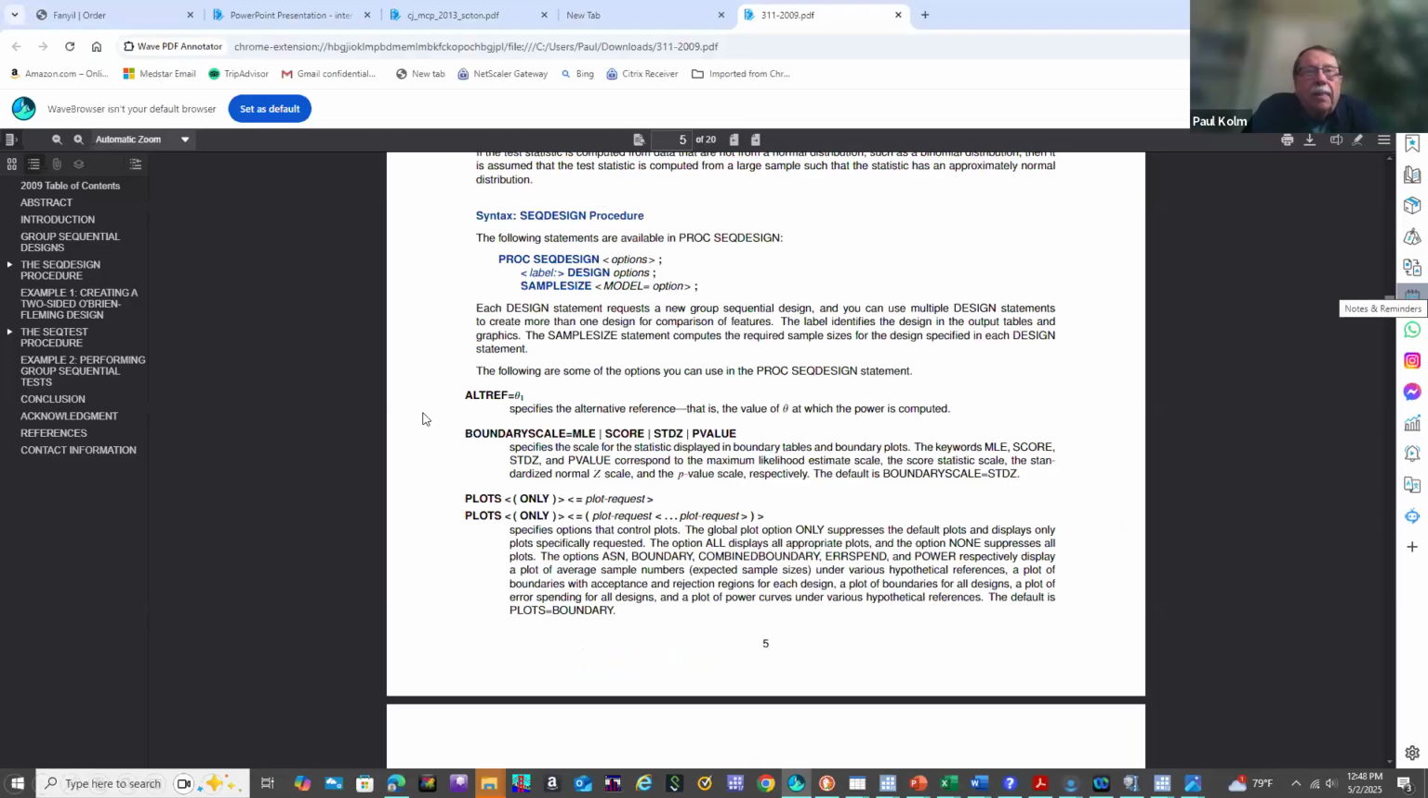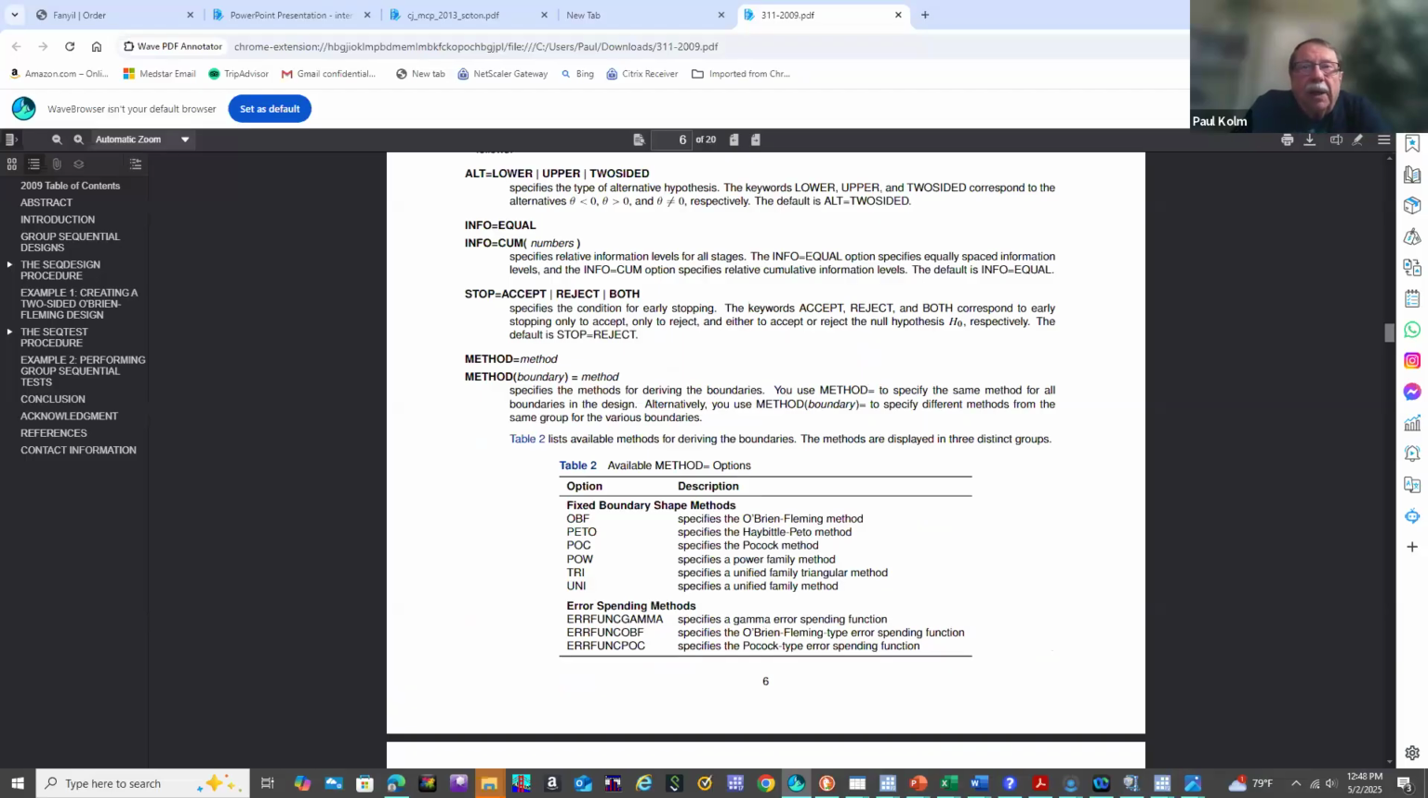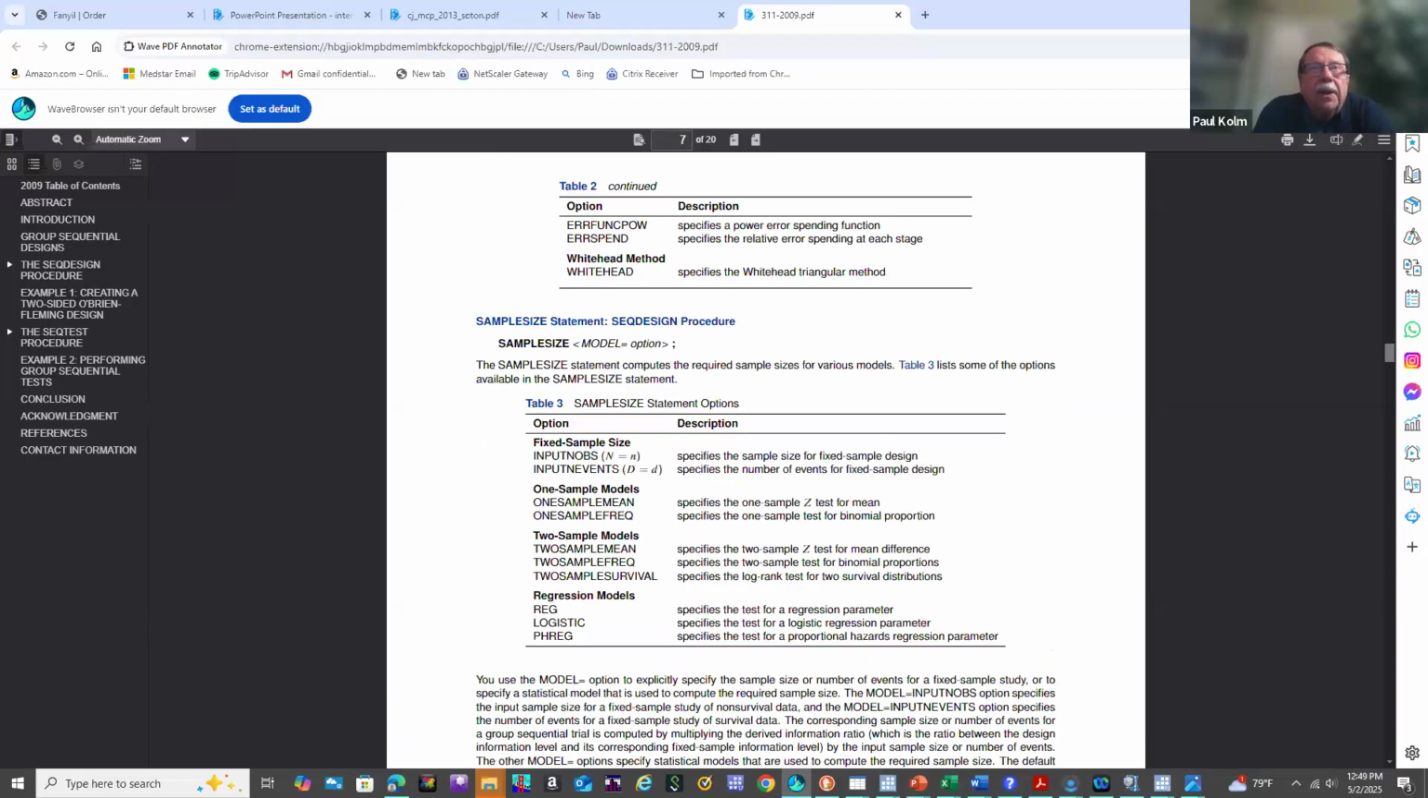You have the boundaries, the p-value, whether you want to do plots. Then you set your alpha and beta error rates, whether you want to do an upper or two-sided test, and then the method, which is going to be either O'Brien-Fleming or the Pocock, or there are others that are used, although as I mentioned, the O'Brien-Fleming is the most common one. So that's what SAS would look like if you're a SAS programmer. Then it's basically putting in all the options that you need. And then you put in whether you're doing regression or logistic regression or proportional hazards.